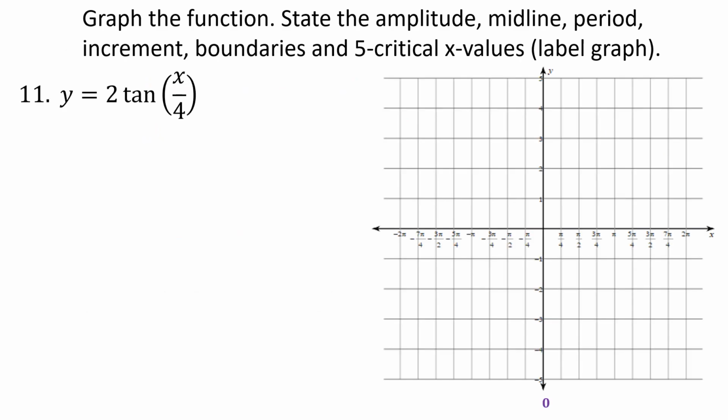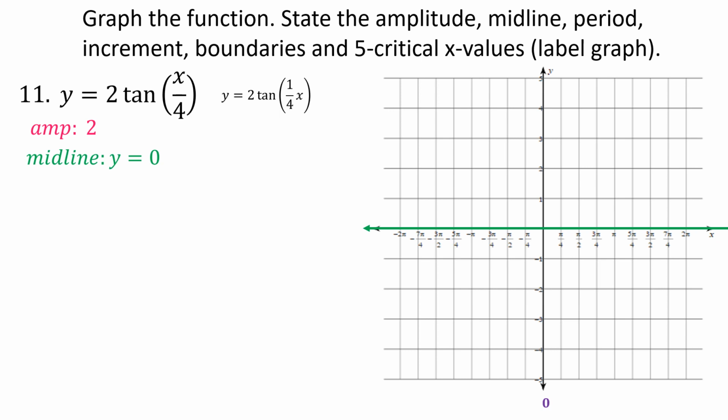Graphing tangent for numbers 11 and 12, and then cotangent for 13 and 14. So when we're graphing our tangent function, we need to get the amplitude. That just means the a value in the front, which is 2. And then we need to get the midline, which is y equals 0. I don't have anything added on to the back end. So that means I can draw my midline on the x-axis.